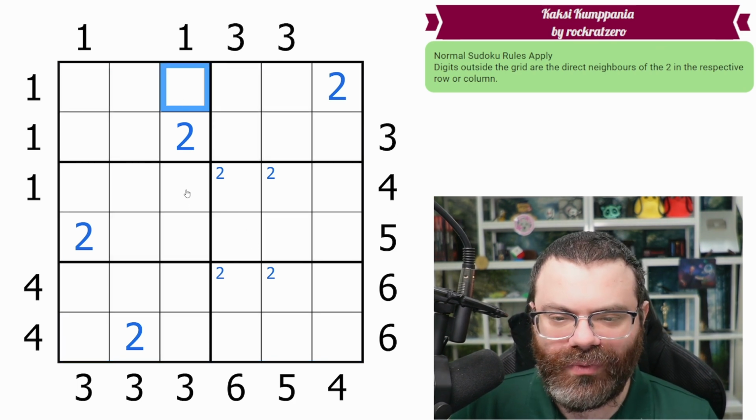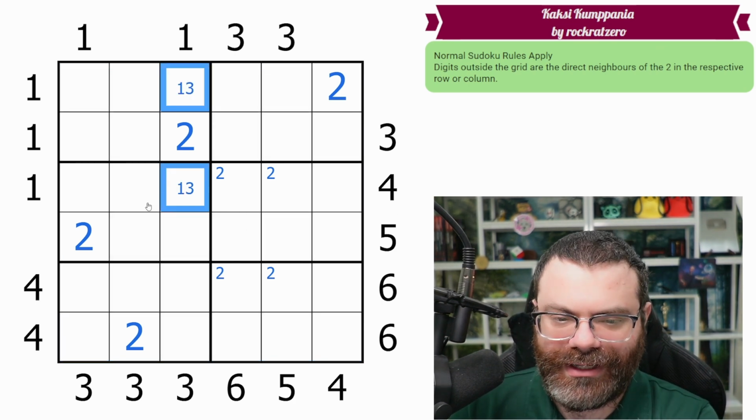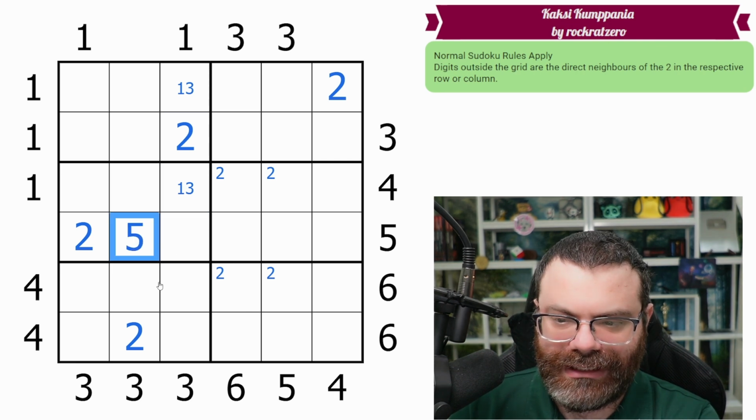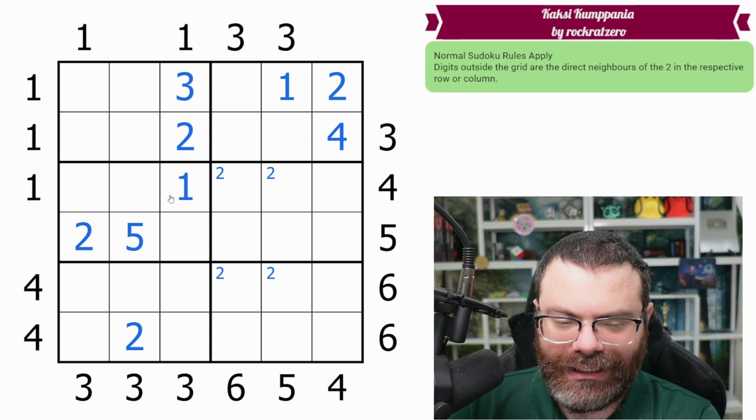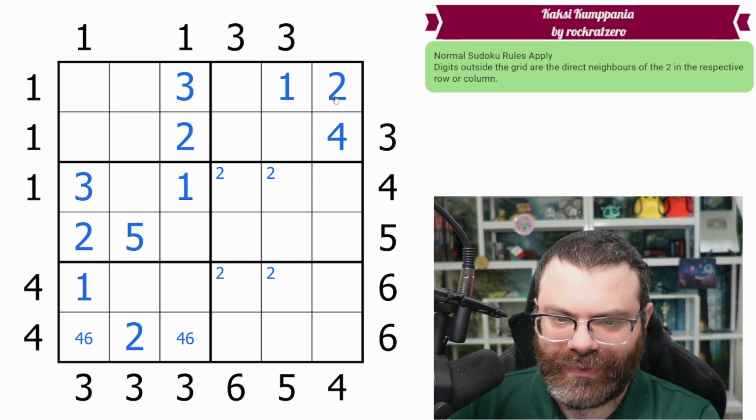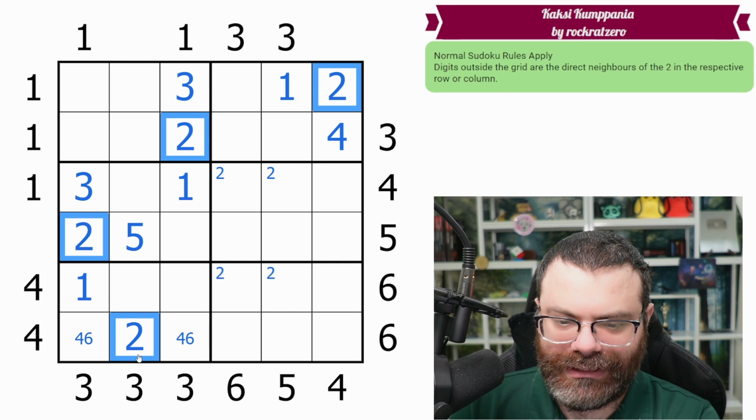All right, so this has a 1 and a 3 around it. So we can just put a 1-3 pair here. This has a 5 next to it. This has a 4 here and a 1 here. That's 3 and 1. This is a 4-6 pair. This is a 1-3 pair, and we know the order, 3 and 1. I'm just looking at all the 2s here. Did I get them all?